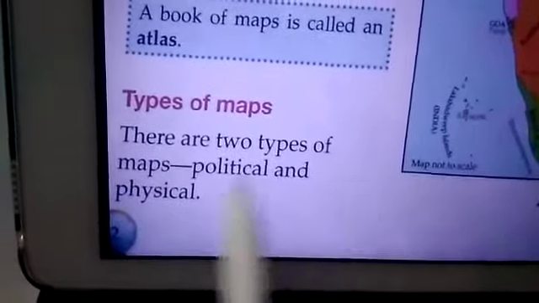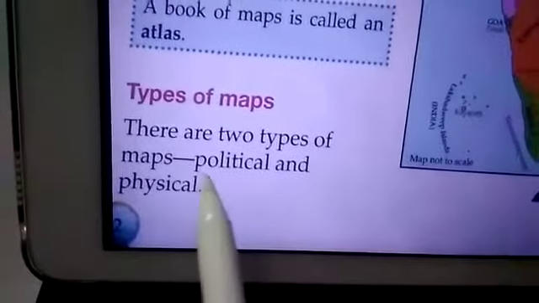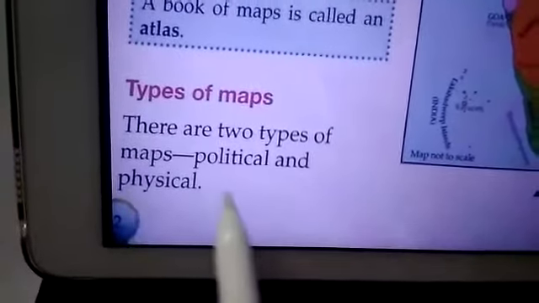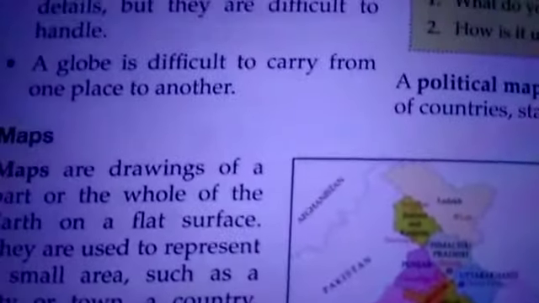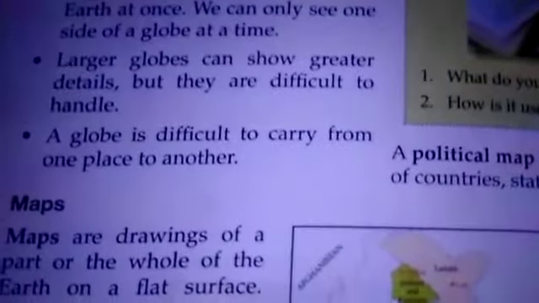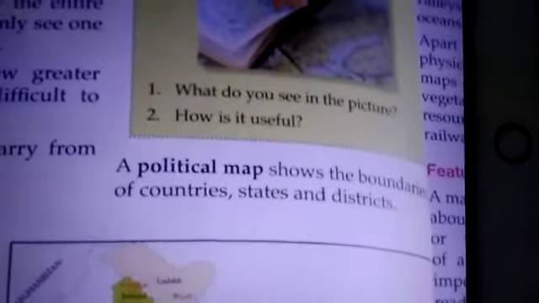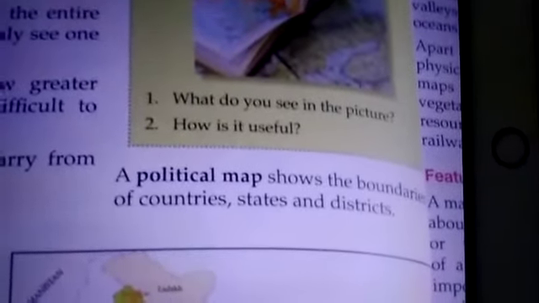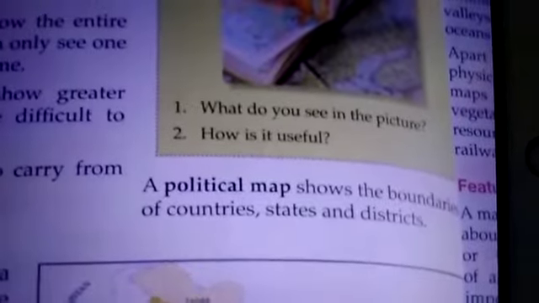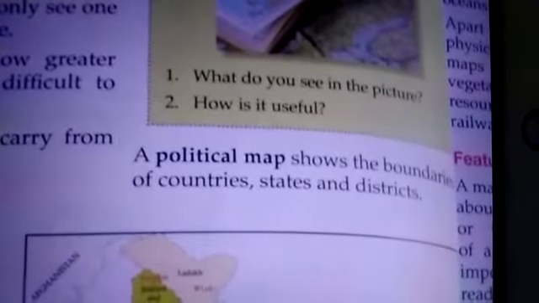Next, types of maps. There are two types of maps. Which are these two types? Political maps and physical maps. A political map shows the boundaries of countries, states and districts. What does a political map show? It shows the boundaries of countries, states and districts.